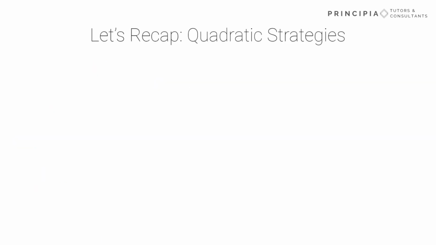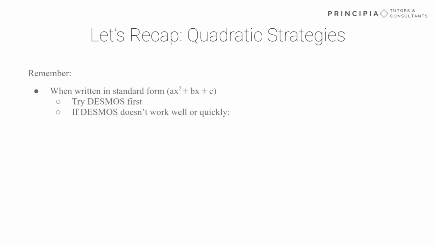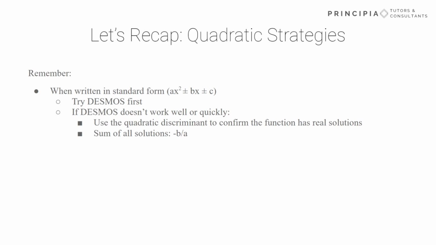All right, quick recap of the quadratic strategies, and you're free to go tackle some of these on your own. So first thing to remember, when it's written in standard form, try Desmos first. If Desmos isn't working well or quickly, use the quadratic discriminant to confirm the function has real solutions. If it does, the sum of all solutions is negative b over a. The product of all solutions is c over a.